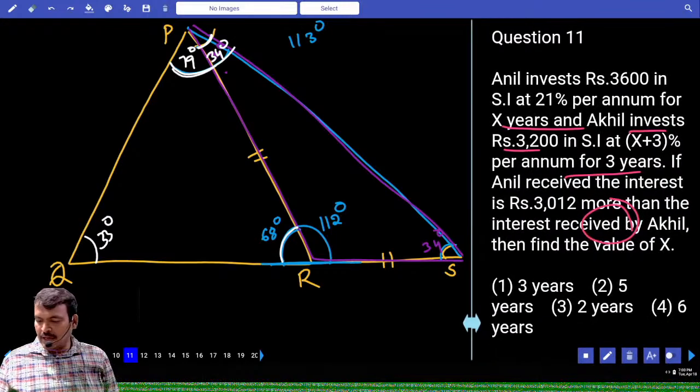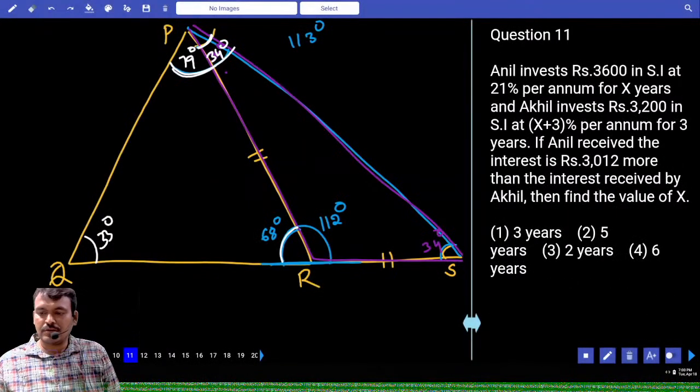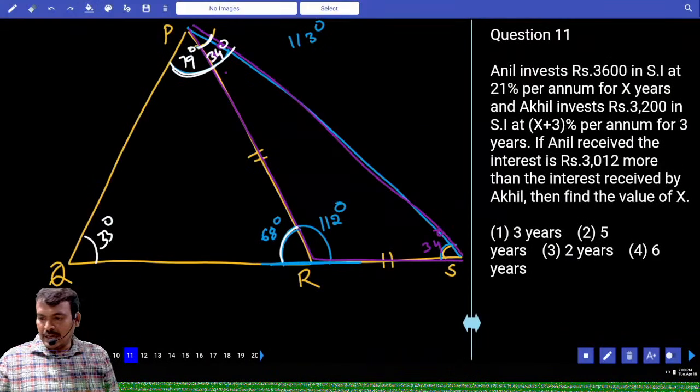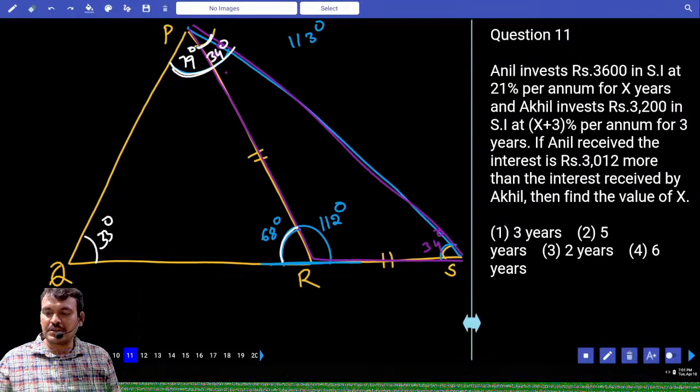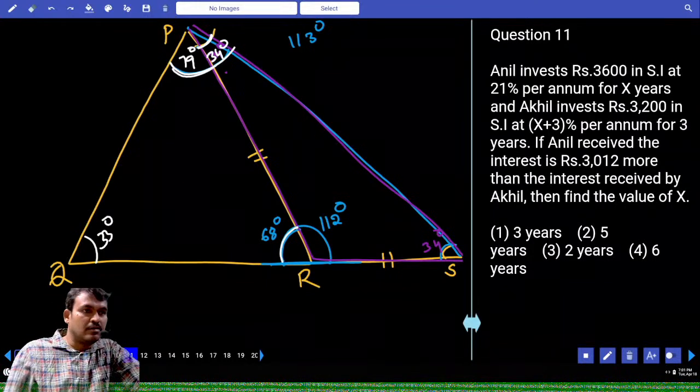Next question number 11. Anil invested 3,600 in simple interest at 21% per annum for x years, and Akhil invested 3,200 in simple interest at x plus 3% per annum for 3 years. If Anil received the interest 3012 more than the interest received by Akhil, then find the value of x.